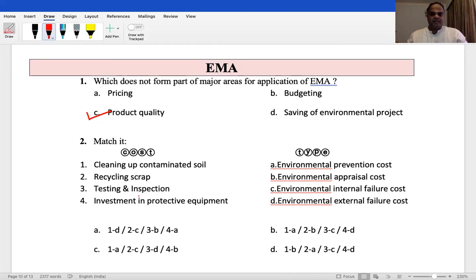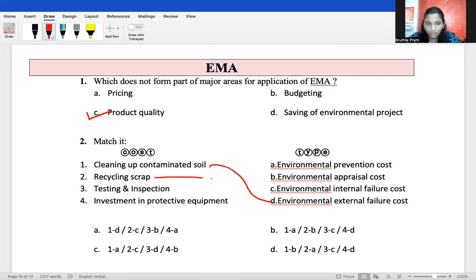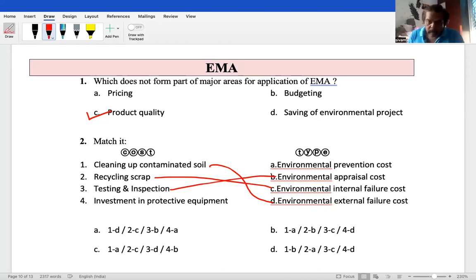First, cleaning up cost comes under environmental external failure cost. Recycling scrap, internal failure cost. Testing and inspection, appraisal cost. Investment in productive equipment, prevention cost. Therefore, Option A. How many types of environmental costs are there, my dears?